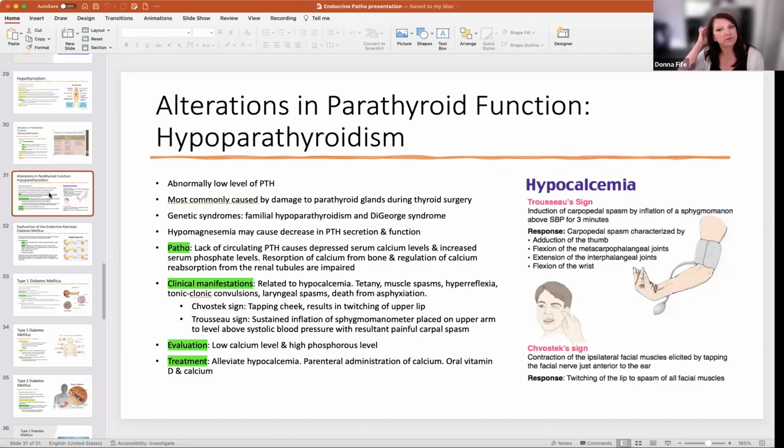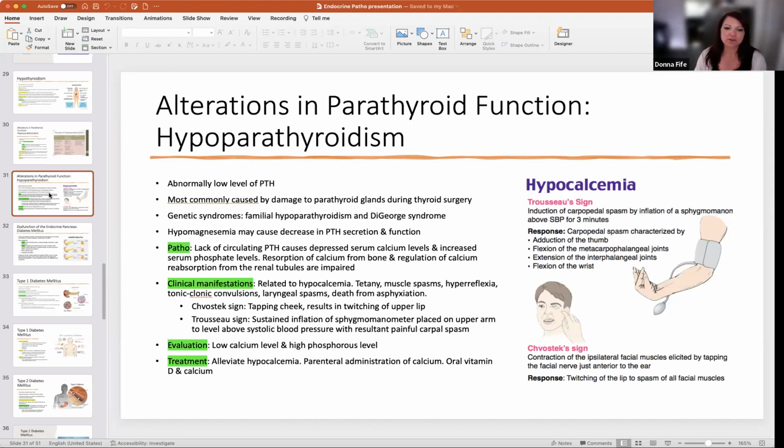Alterations in parathyroid function: hypoparathyroidism. This is an abnormally low level of PTH, most commonly caused by damage to the parathyroid glands during thyroid surgery. There are genetic syndromes associated with this, such as familial hypoparathyroidism and DiGeorge syndrome. Hypomagnesemia may cause a decrease in PTH secretion and function.